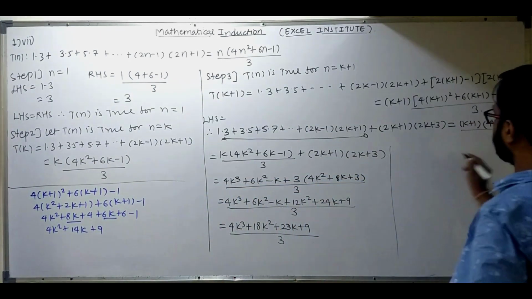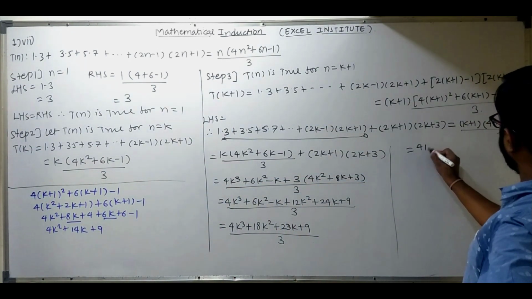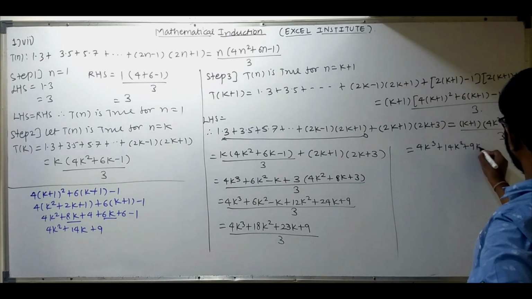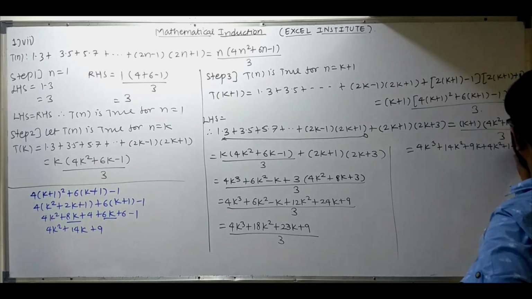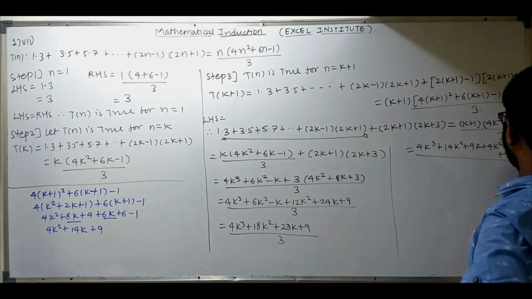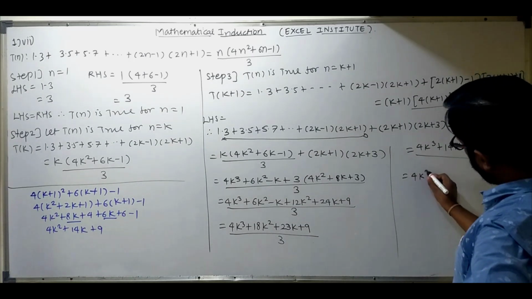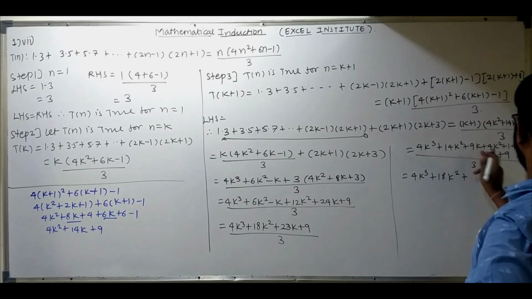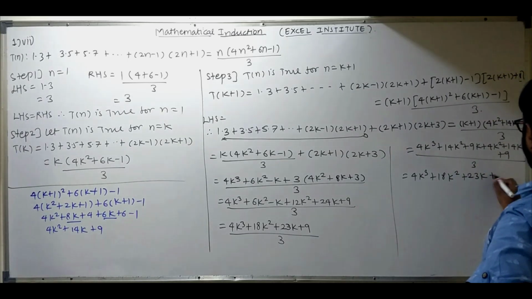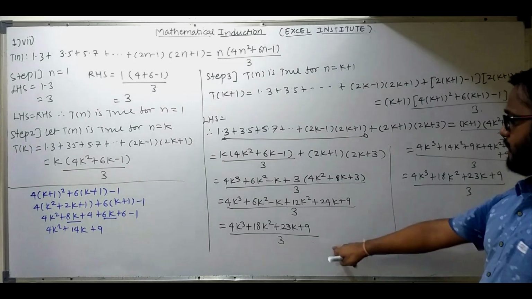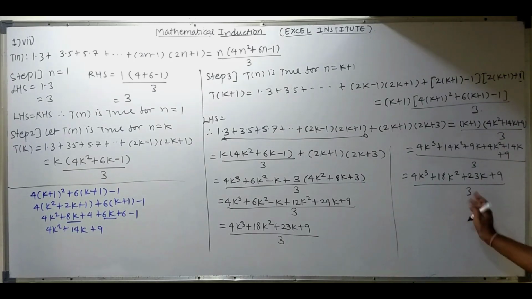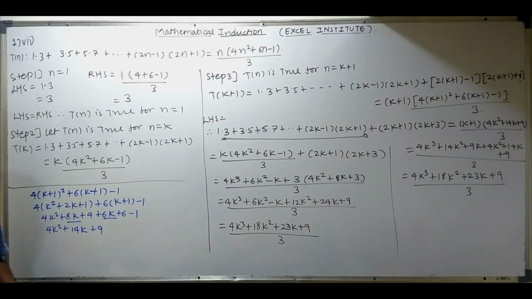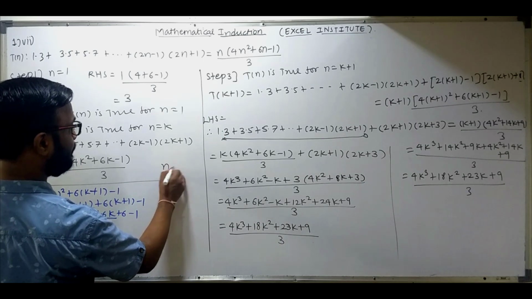We have to prove that it is equal to this. So I'll open this bracket also. Then this was 4k cube plus 14k square plus 9k plus 4k square plus 14k plus 9 by 3. So that is 4k cube plus 14 plus 4, that is 18k square, 9 plus 14, that is 23k, plus 9 by 3. Yeah, LHS equal to RHS, we got it. Hence T of n is true for all n belonging to capital N.